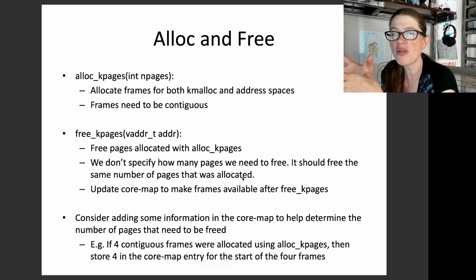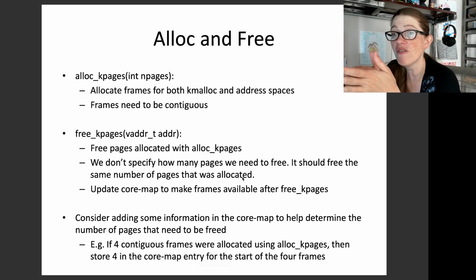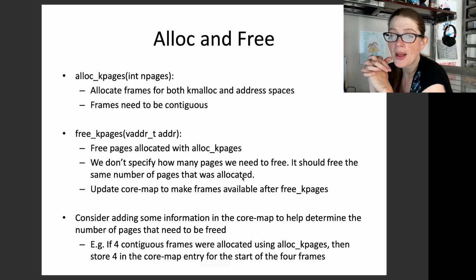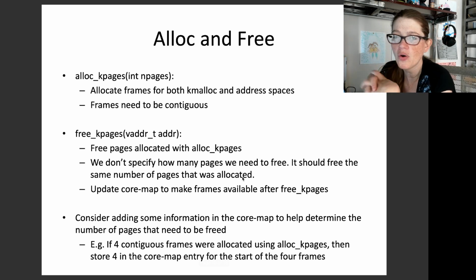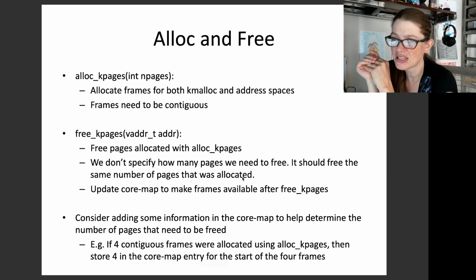When you're allocating, remember that alloc_kpages is asking you for a block of contiguous pages. So if you call alloc_kpages with 5, that means I want 5 contiguous frames of physical memory. So make sure you're giving contiguous memory for this. Then we have free_kpages. Now with free_kpages, you're going to have to find that contiguous block in the core map and mark it as free, whether that's changing all of the values to 0 or what have you. Again, because we don't specify how many pages you need to free, that's why your core map needs to keep track of contiguous allocations.